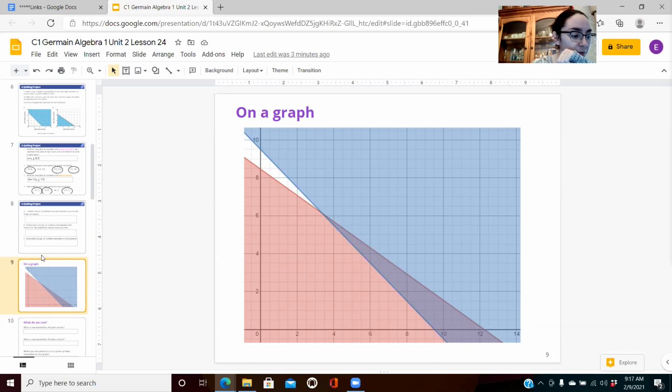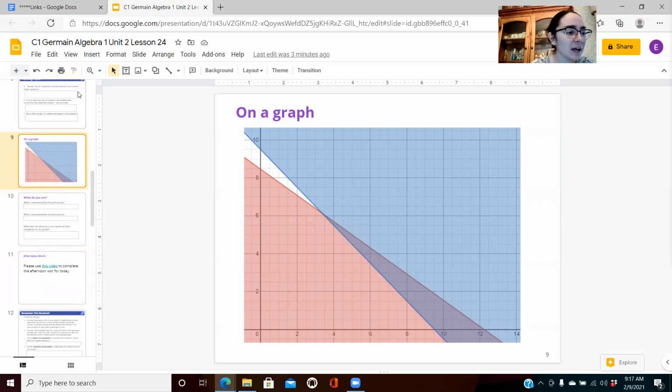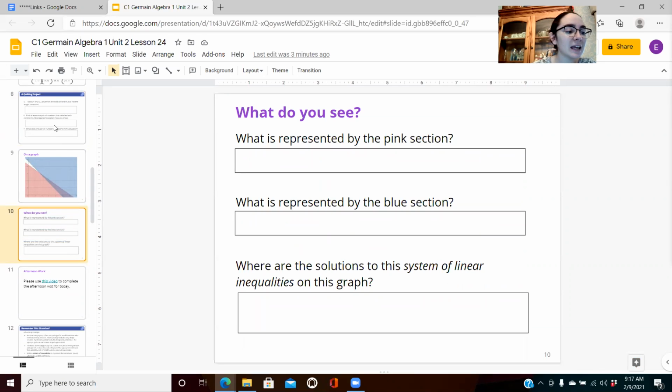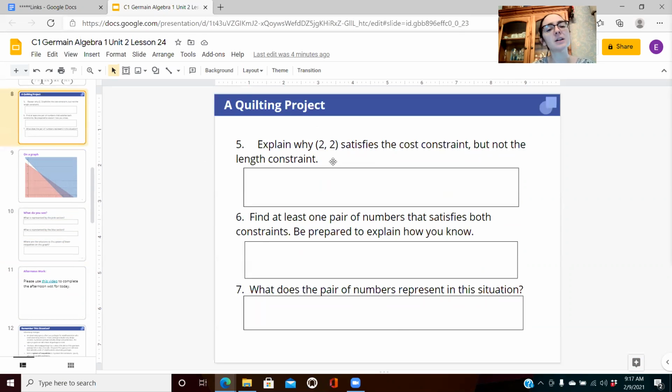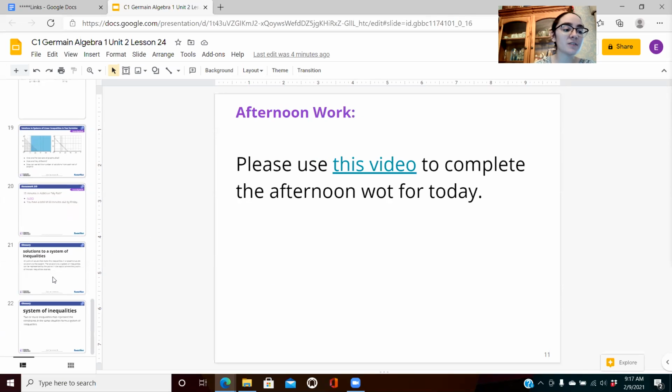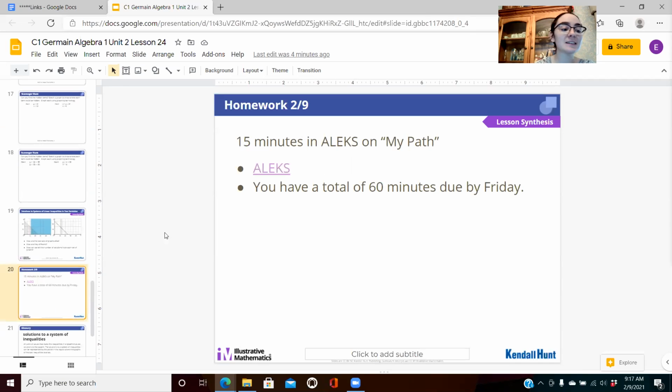Okay. So what you're going to be doing for this afternoon's work. You don't need to do anything on 8 and 10 because we talked about this all together. And this was sort of like an extension of the other piece, which we don't really need to do. Your afternoon work starts on slide number 11. And there is a video that you are going to use to complete the rest of the slides. Please do not forget that on slide number 15, you have 15 minutes of My Path time, as well as this afternoon work.